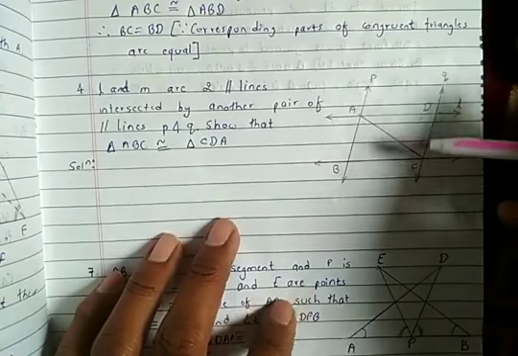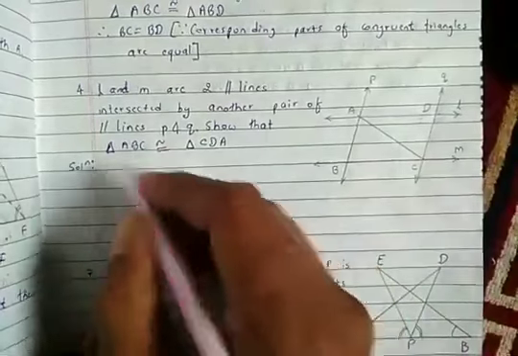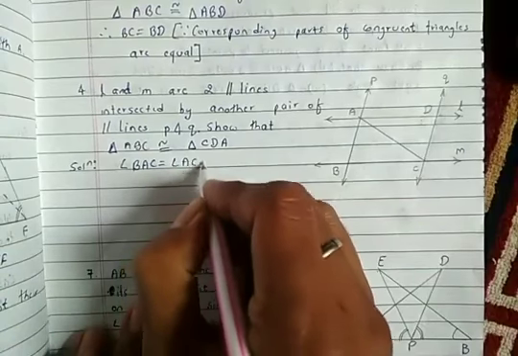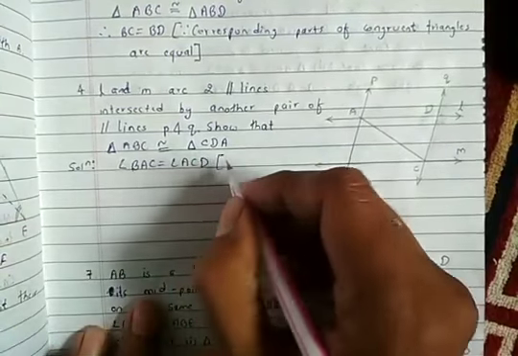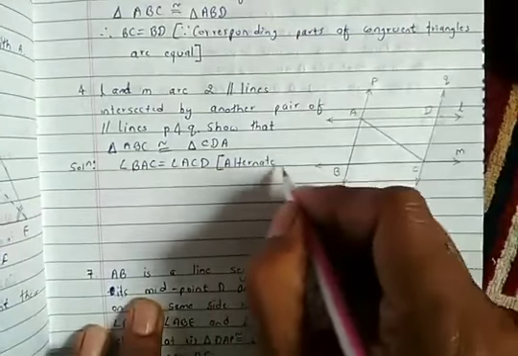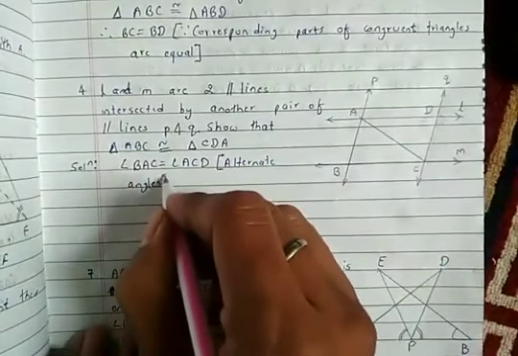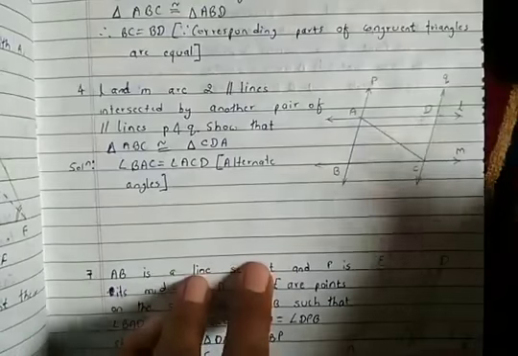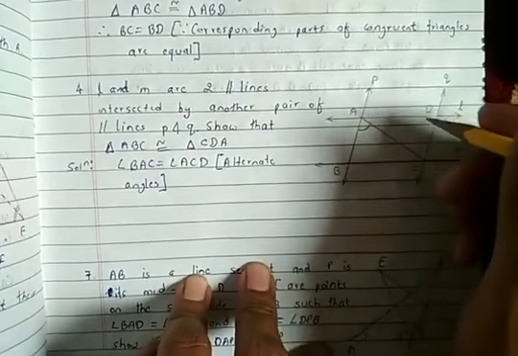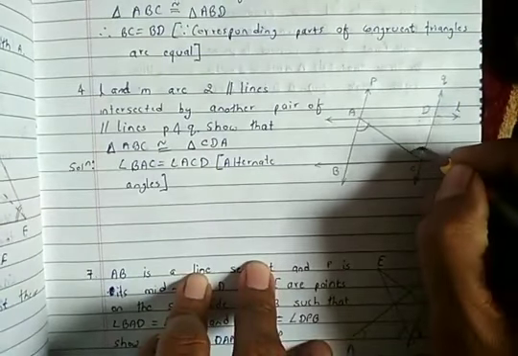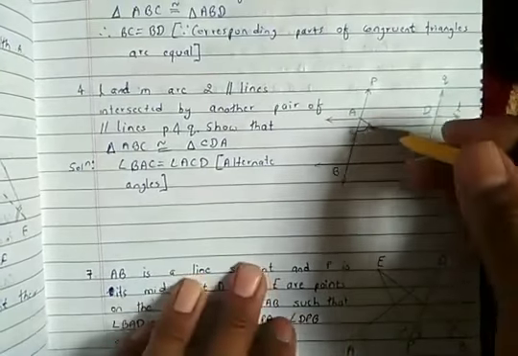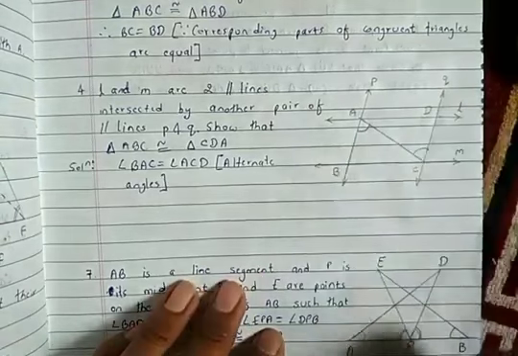So how will we prove this? First, what information is given? Angle BAC equal to angle ACD. These are alternate angles, right? We have learned in earlier chapter, alternate angles are equal. Okay, this angle BAC is equal to ACD, right? These two parallel lines, you remember, when they are joined, the alternate angles will be equal.